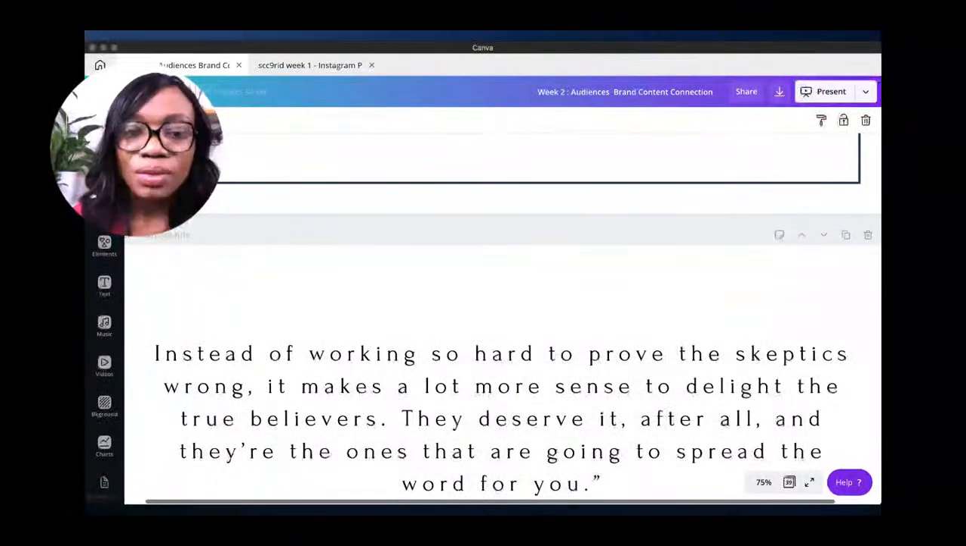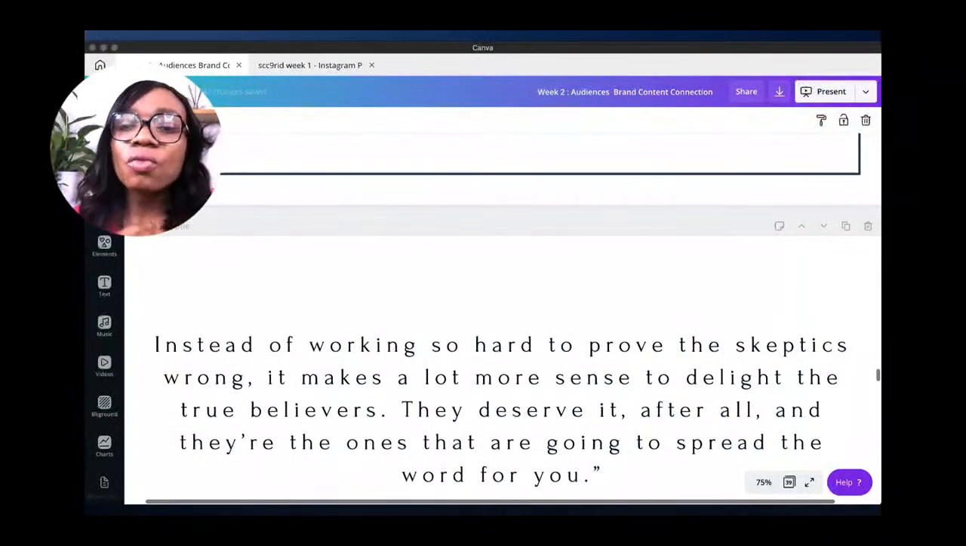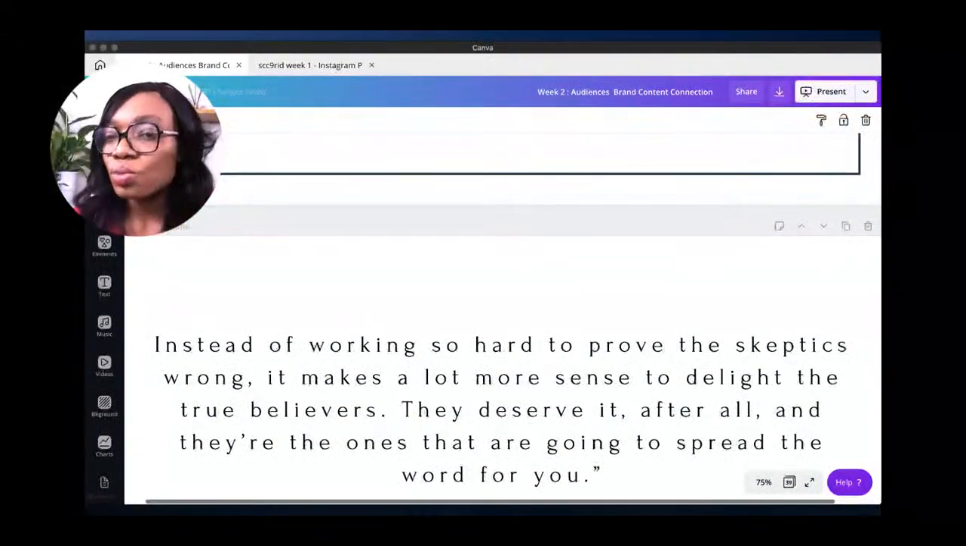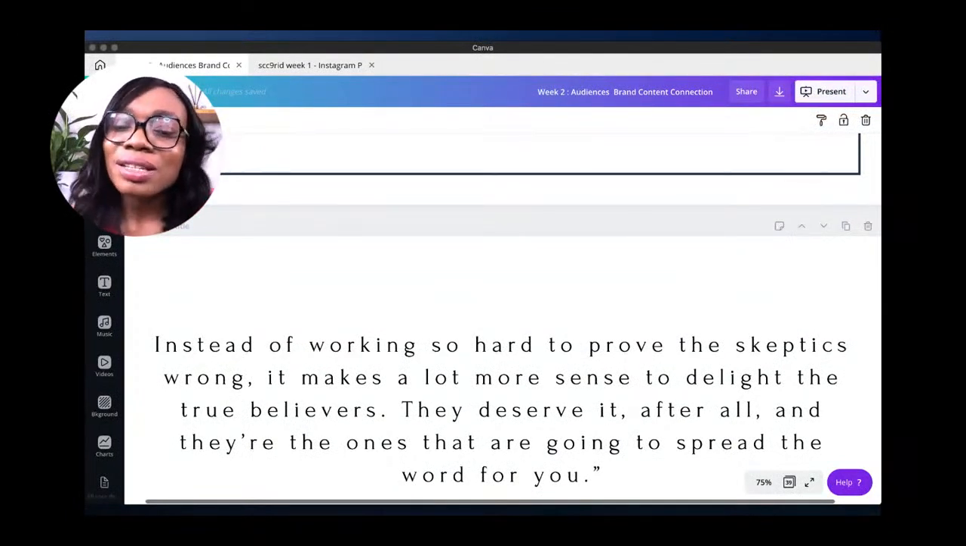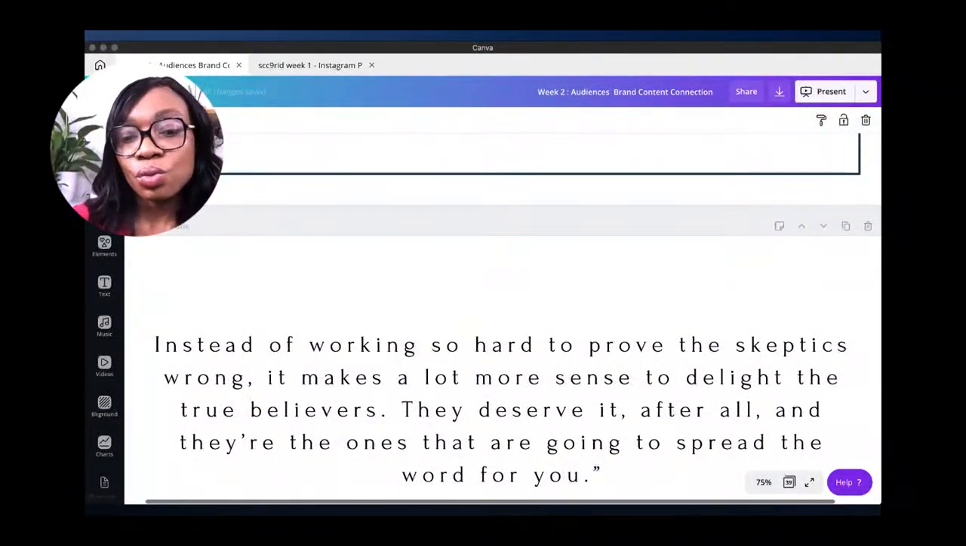So now what you're trying to do is not please everyone. Instead of working hard to prove the skeptics wrong, it makes a lot more sense to delight the true believers, those people that you believe in. It makes a lot of sense to delight them. They deserve it after all, and they are the ones that are going to spread the word for you.